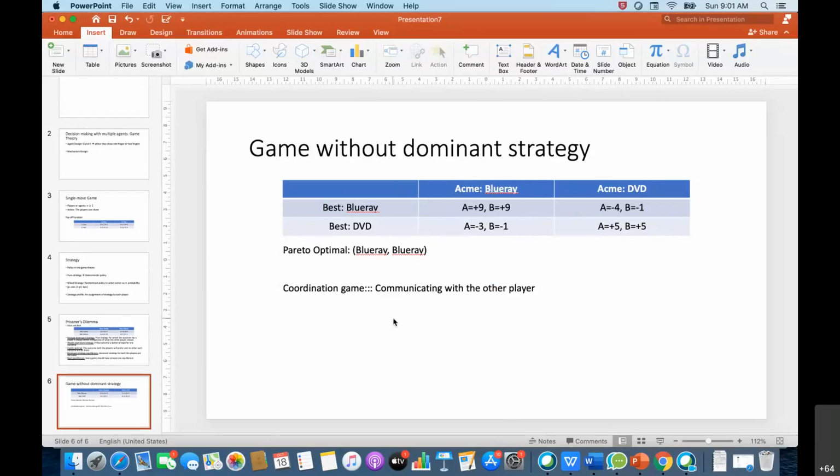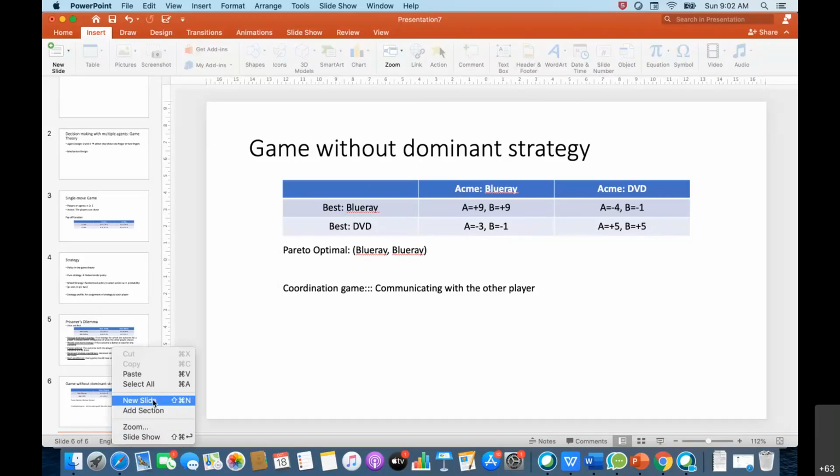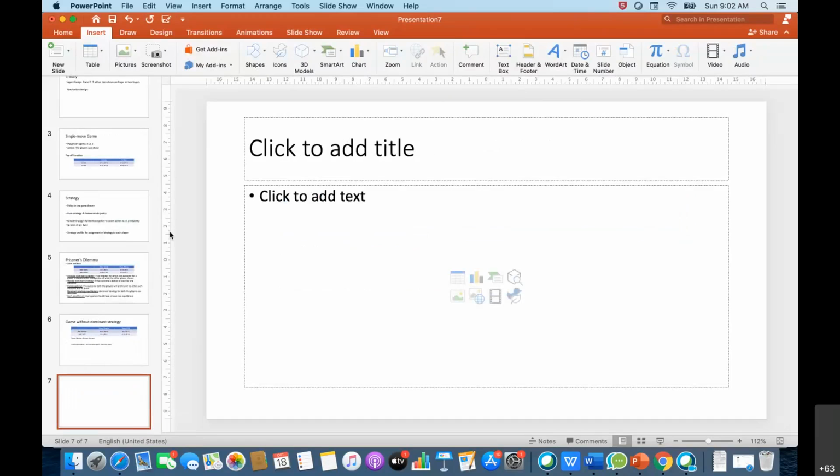Now, if some game does have no pure strategy Nash equilibrium, then what will happen? That is, what will happen if some mixed strategy is going to be executed? Is it possible? Yeah, it is possible.